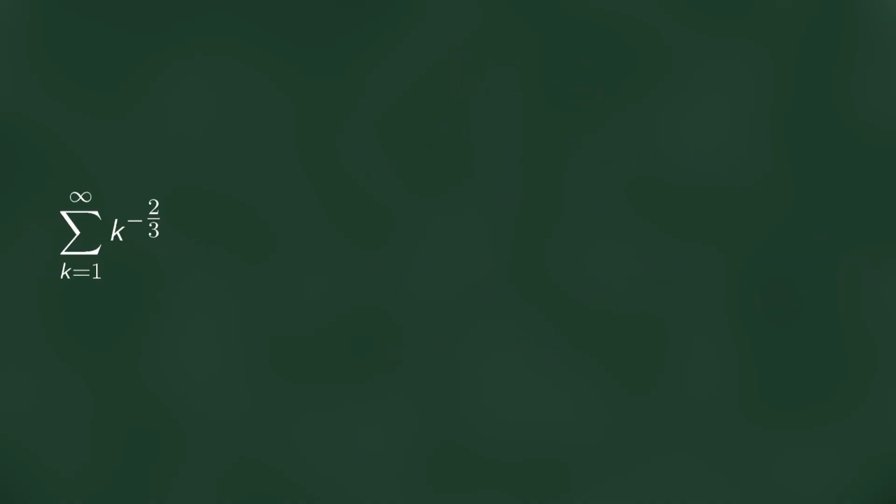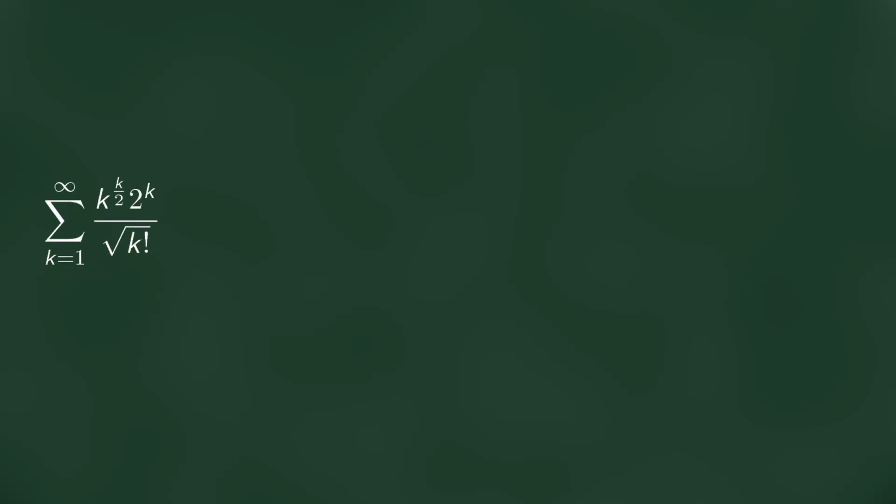Okay, if that last one left you feeling a little bit tired, this next one will give you some time to recover. So here we have the sum from k equals 1 to infinity of k to the negative 2/3. We know that we can just rewrite that as the sum from k equals 1 to infinity of 1 over k to the 2/3, turning this into a p-series with a p-value of 2/3, which is less than 1, which means that this diverges. Easy peasy.